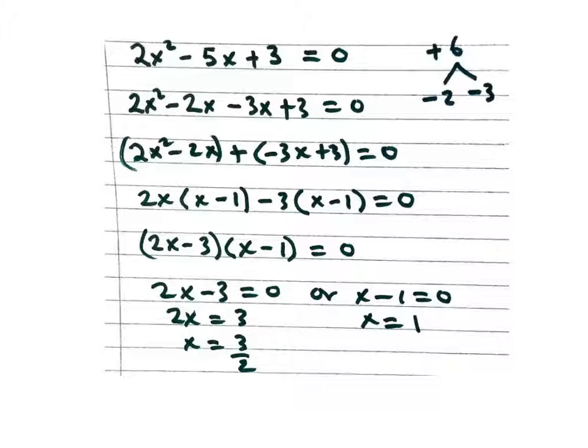We have 2x equals 3. Divide both sides by 2, you get x equals 3 over 2. And then you also have x equals 1.